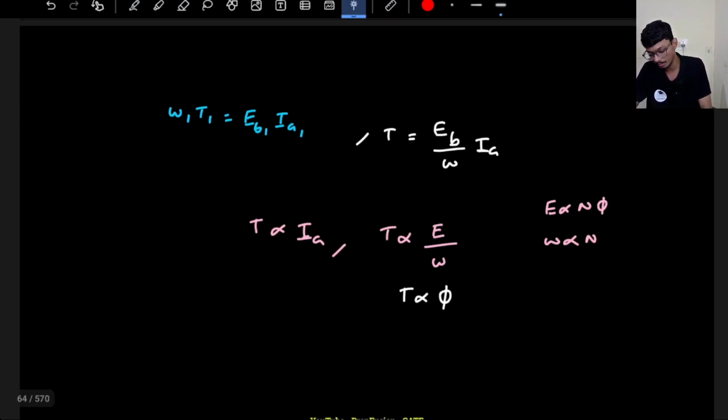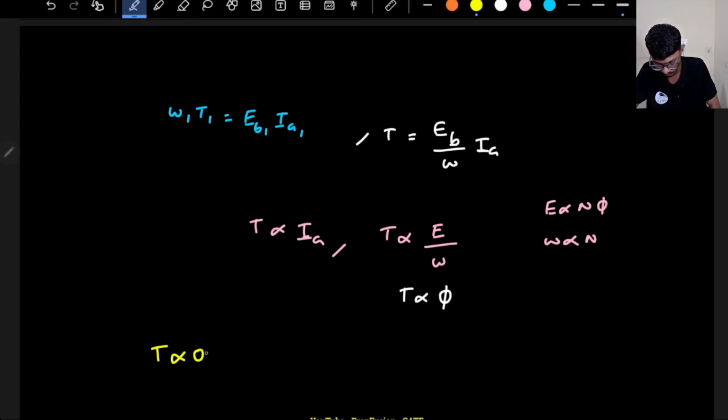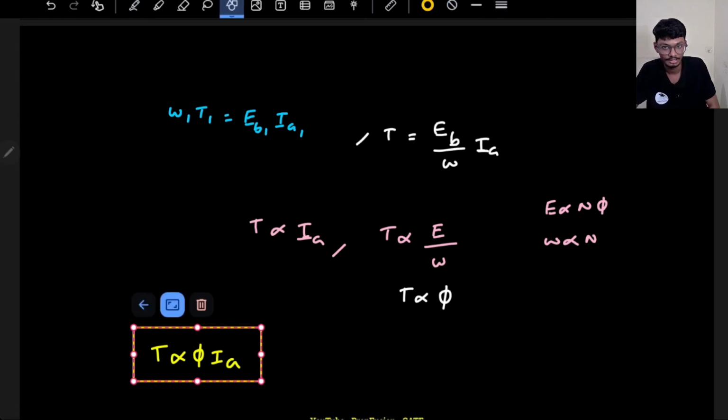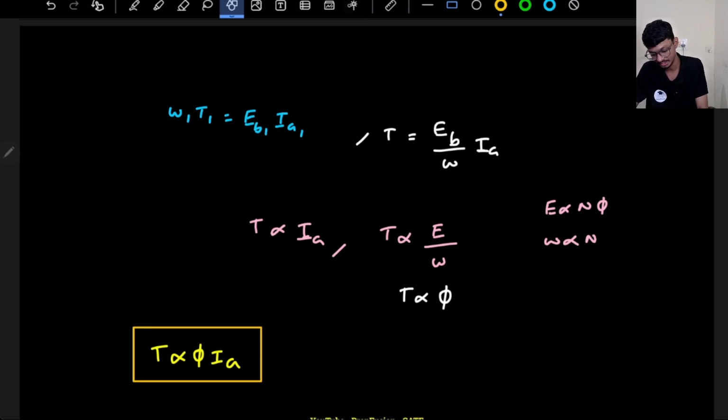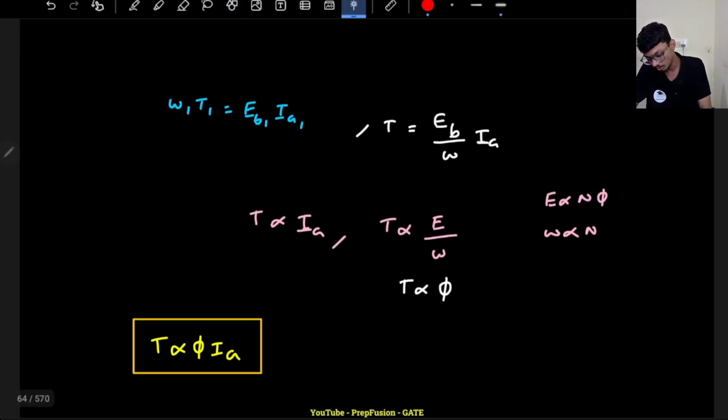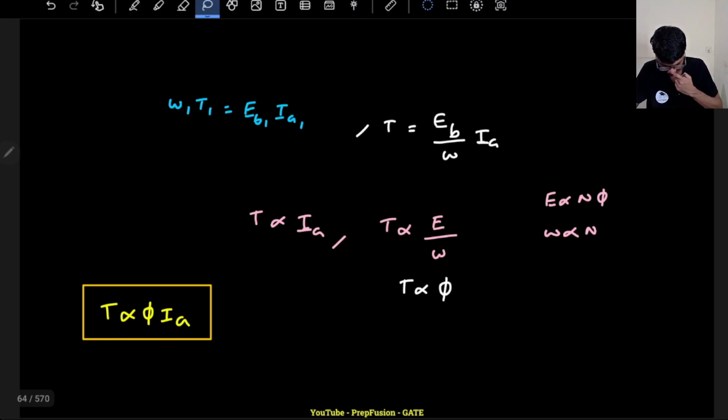So this is the property that I can use over here. So I can directly write that the torque is proportional to flux into Ia. This will be used everywhere else. Okay, everywhere else this will be used. So this is also another very important relationship that we must know, and I have derived it, right? It's not like I'm mugging up things. Okay, so torque will always be proportional to the flux and the armature current.